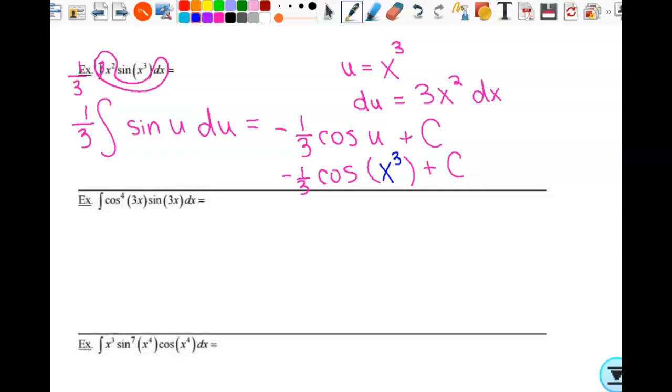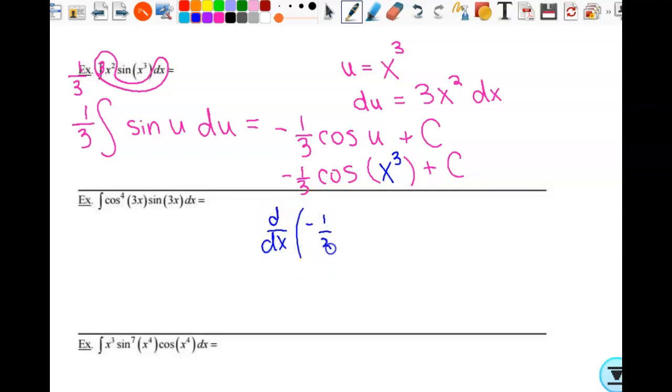Everybody okay there? How could we check our answer? What if I just wanted to check my answer? Take a derivative. If we took a derivative of our answer, what should we get? The integrand. Okay? So think about it. Remember we talked about how they undo each other? So just for fun, let's do that. We all like math.